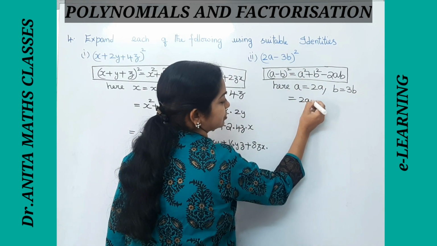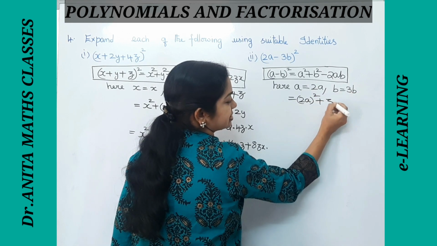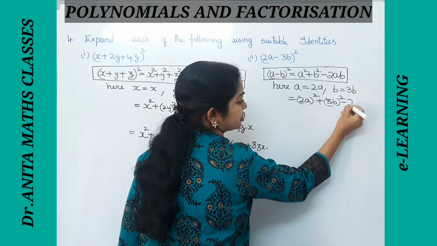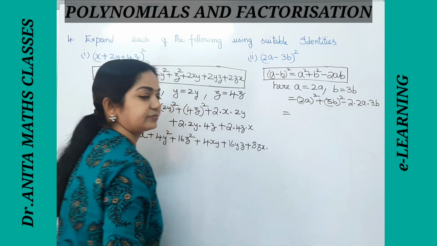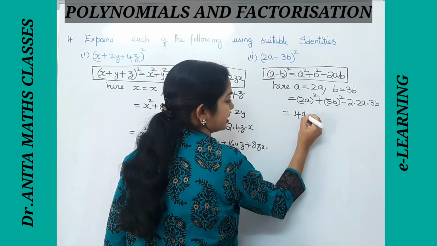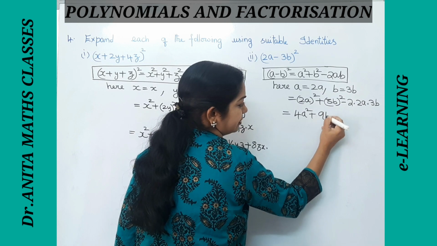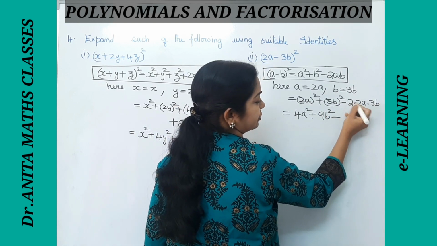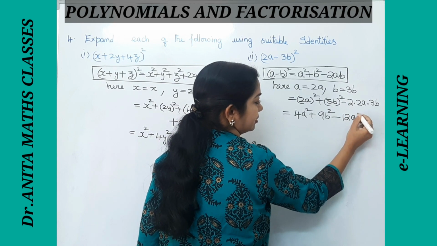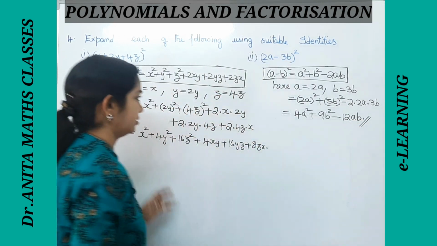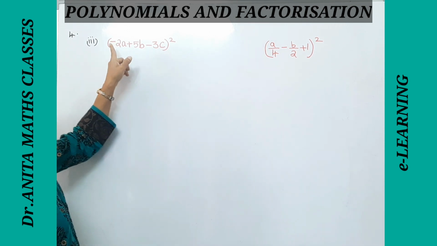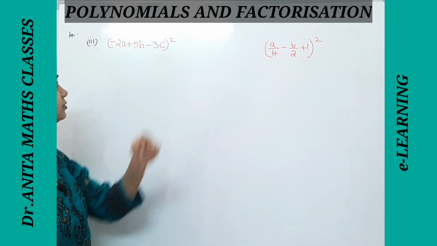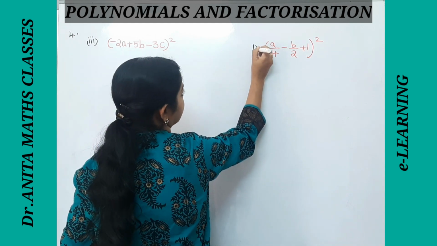Now this comes to a square, that is our 2a whole square, plus b square is 3b whole square, minus 2 into a value, which is 2a, into b value, which is 3b. Now 2a whole square is 4a square, plus 3b whole square is 9b square, minus 3 2s are 6, 6 2s are 12, 12ab. So this is the final expansion. Pause the video and note it down. Let's see the next. Now the third problem, in the same thing, expand using suitable identities. Here three terms are given whole square, and also that is the fourth problem.